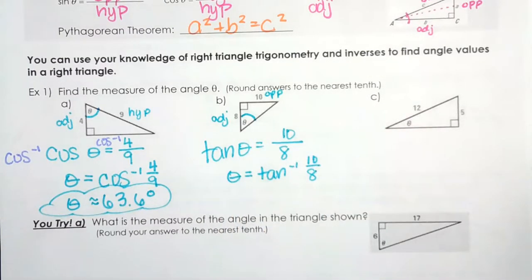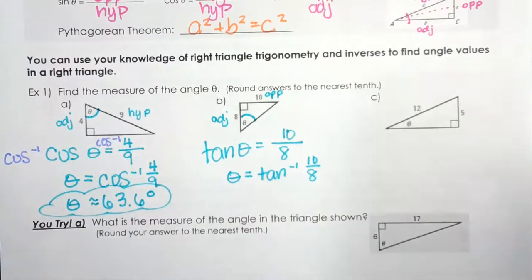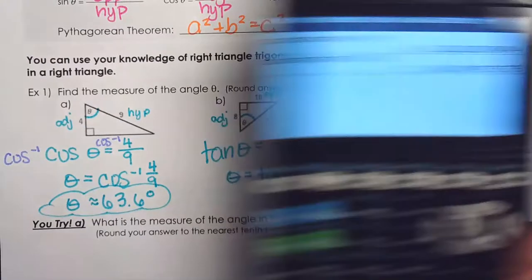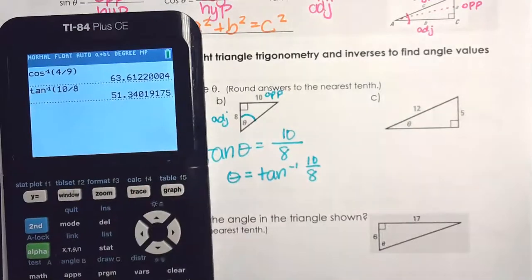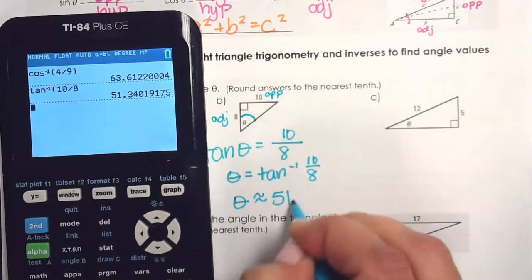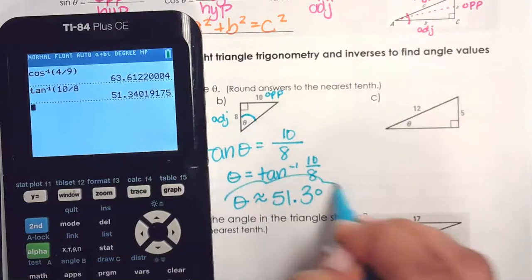It will cancel on the left, and on the right we'll be left with the inverse tangent of 10/8. And then we can just put that in our calculator. The inverse tangent of 10/8. Oops, it's glary. And are we getting about 51.3 degrees? Okay.